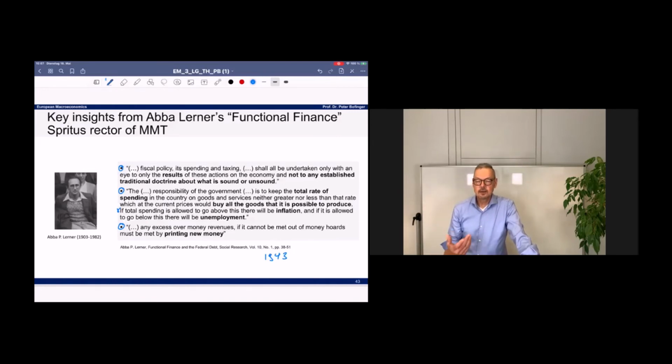And that's also the key insight of modern monetary theory: for governments in large economic areas and large countries, there is no financial constraint for their activities, because there's always a central bank who can help them out. But this non-existence of a financial constraint does not mean that governments can do what they want, that there are no constraints for the government. And this becomes obvious if you look at the second quote by Lerner.